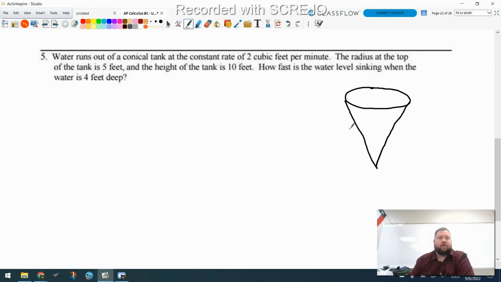Notice when I'm not given a picture, I'm always drawing one. That's a good strategy to use on these problems. All right, the radius at the top of the tank is 5 feet. Okay, that's a true constant. The tank's size will not change. So that is 5 feet. And the height of the tank is 10 feet.